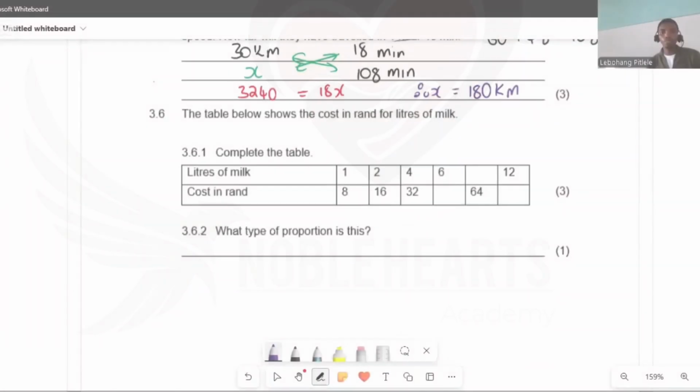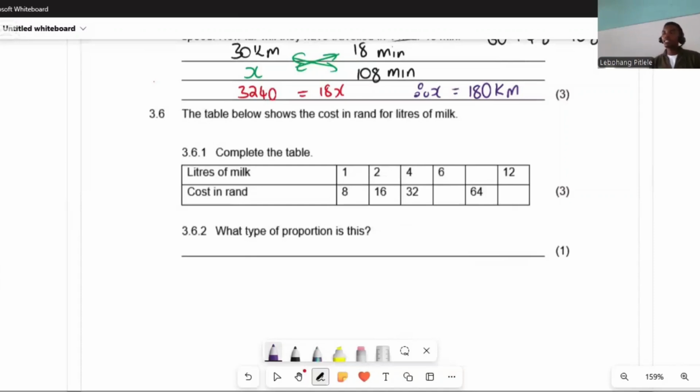Now they're saying complete the table. In this table, we have two variables. The first variable is what? Liters of milk. The second variable is cost in rand. So looking at these numbers, where are they going?